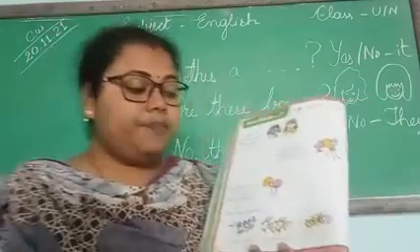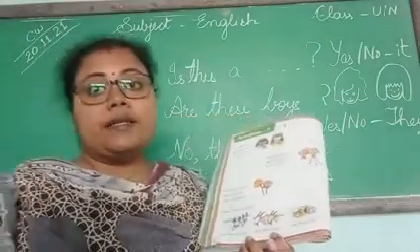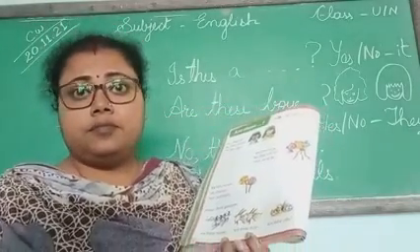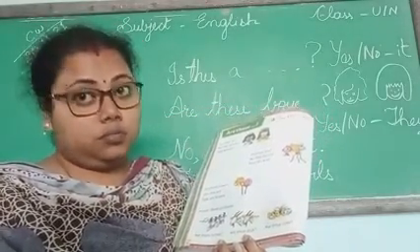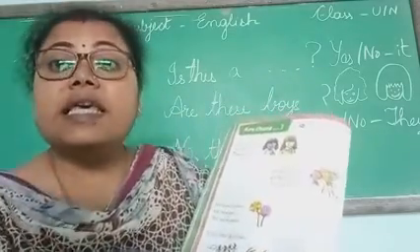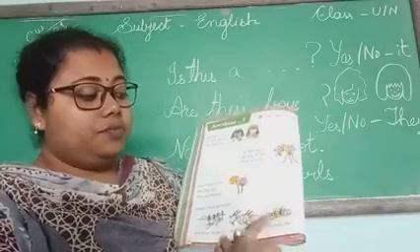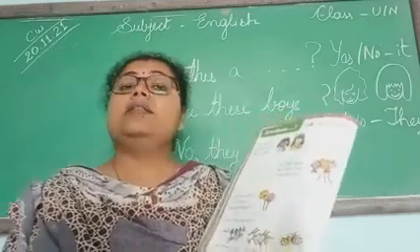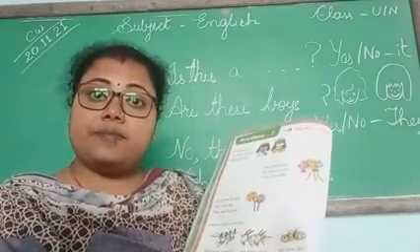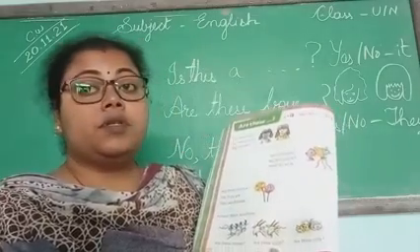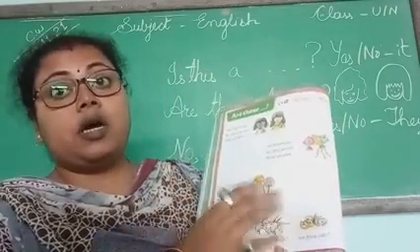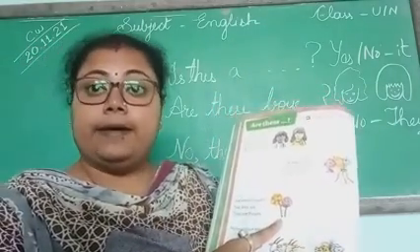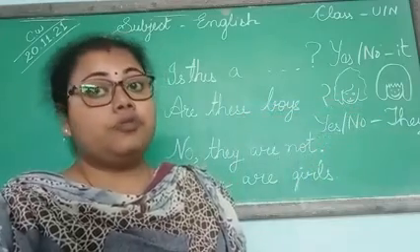Okay? They are goats. Next, two cats are there. What is the question? Are these cats? You will say, yes, they are. They are cats. Okay? Understand? So this is all about how the question is in plural. Go through it. Learn it. Write and learn. Okay?